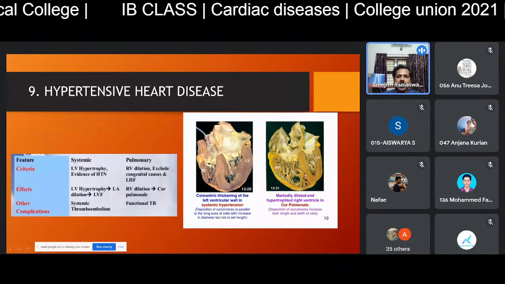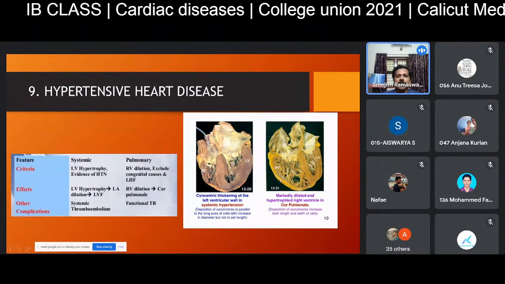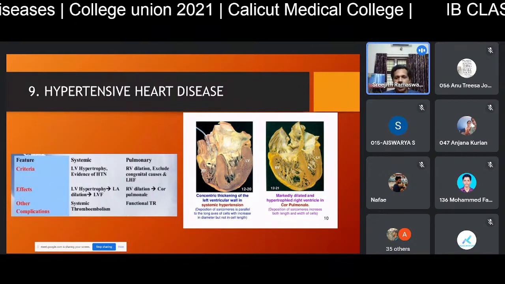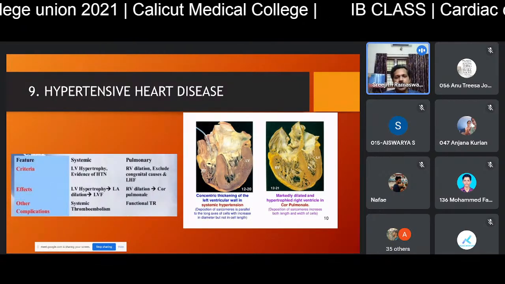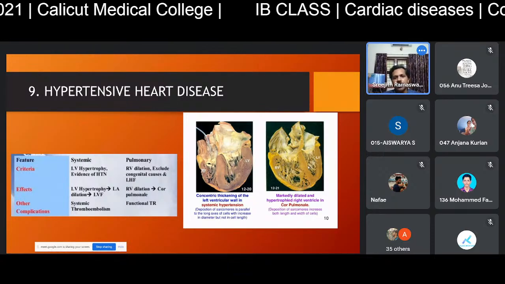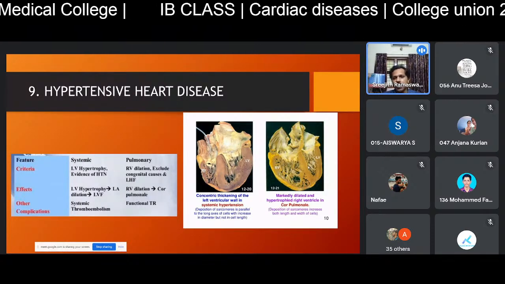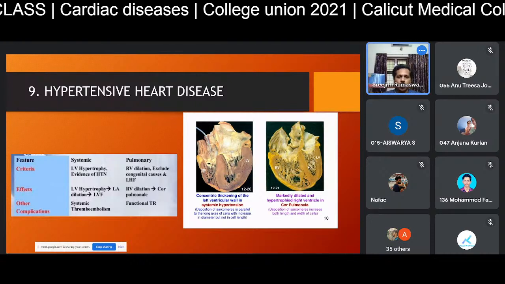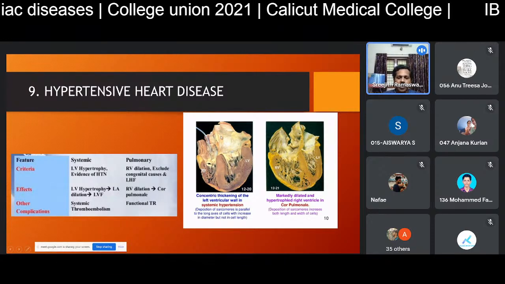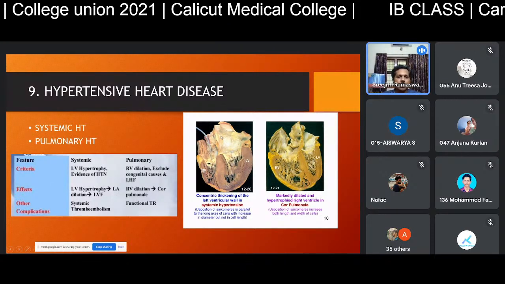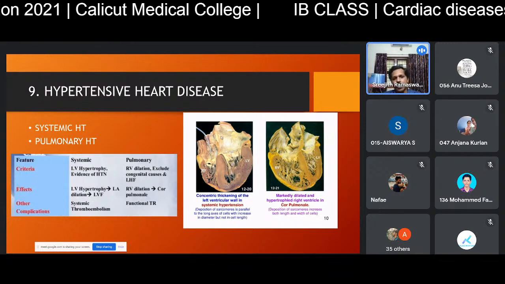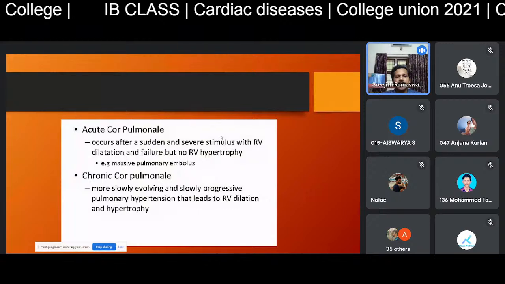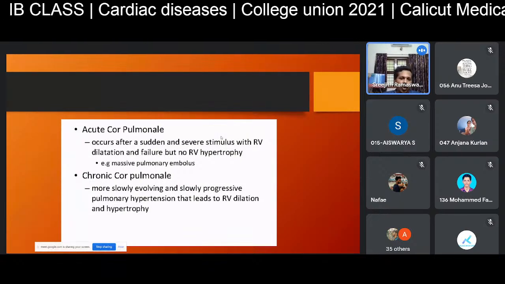What happens in pulmonary hypertension, you can see the thickening is mainly happening in the right ventricle, and this you define as the cor pulmonale. You might have studied what is cor pulmonale. Cor pulmonale is basically right ventricular hypertrophy with or without right ventricular failure due to a long-standing respiratory or chest wall disorder. As I have described, it can be of two types: systemic hypertension-induced cardiac disease and pulmonary hypertension-induced cardiac disease. Now, when you are discussing cor pulmonale, it can be acute or chronic.